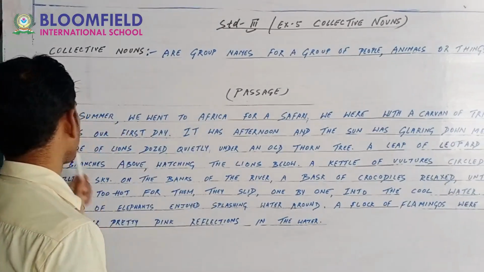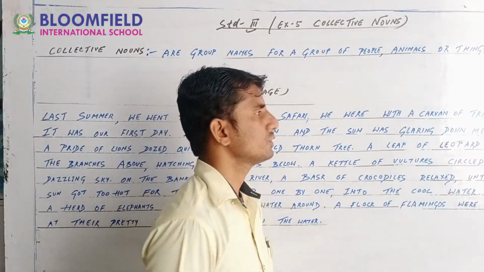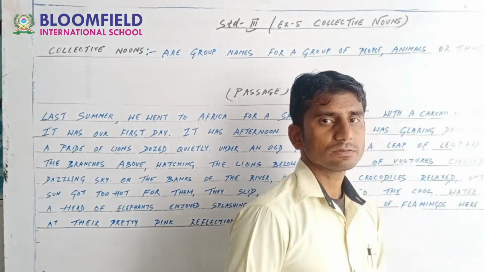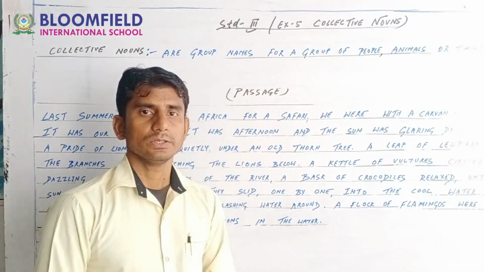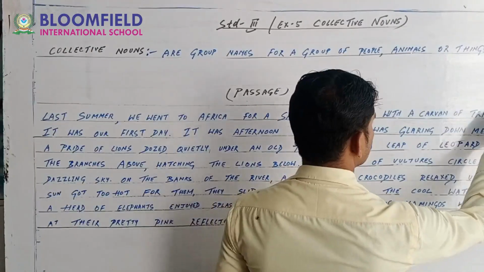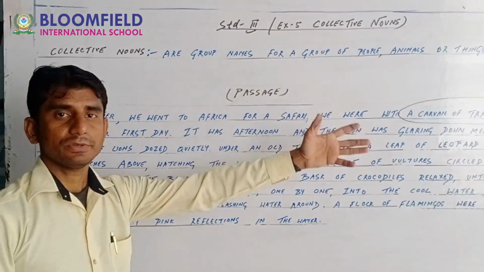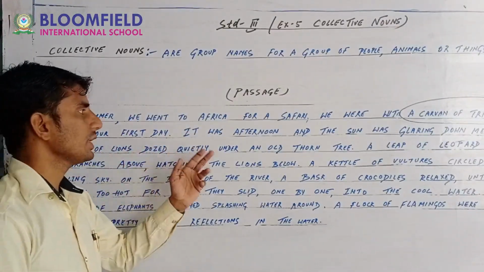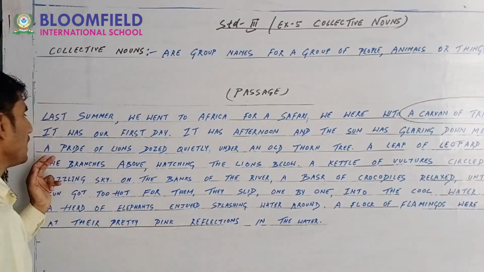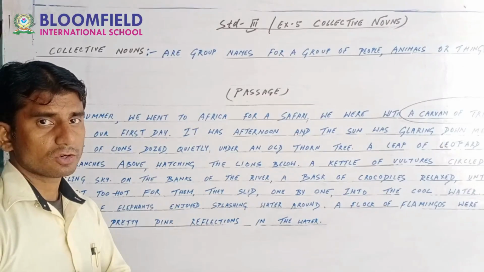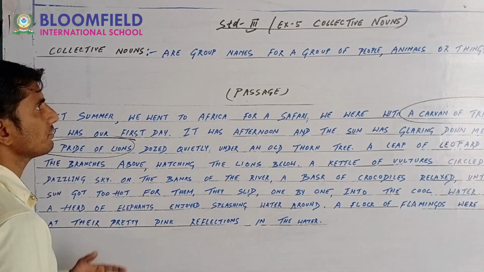Come. Last summer, when we went to Africa for a safari, we were with a caravan of travelers. A group of travelers is called a caravan of travelers. See guys, a caravan of travelers is a collective noun. Next, it was our first day. It was afternoon and the sun was glaring down mercilessly. A pride of lions. A group of lions is called a pride of lions. So a pride of lions is an example of a collective noun.